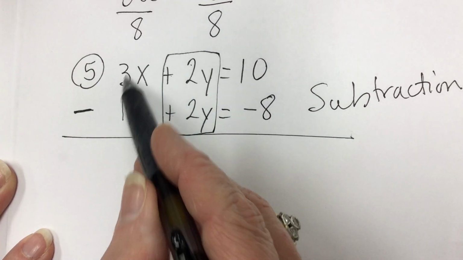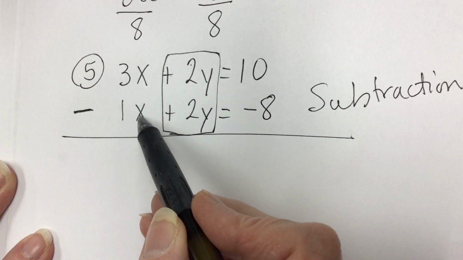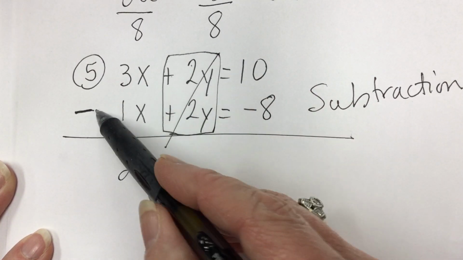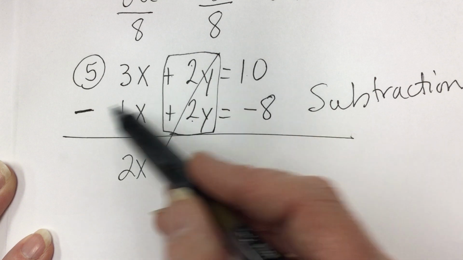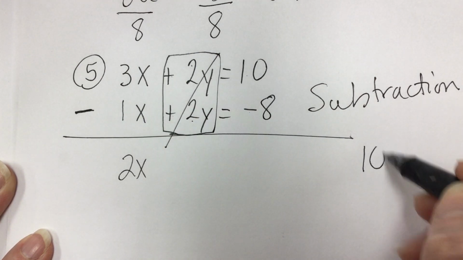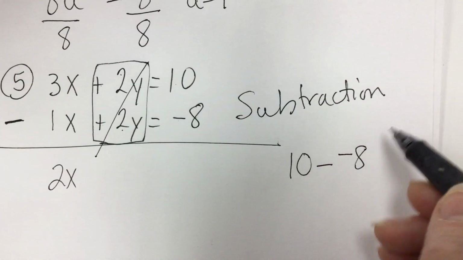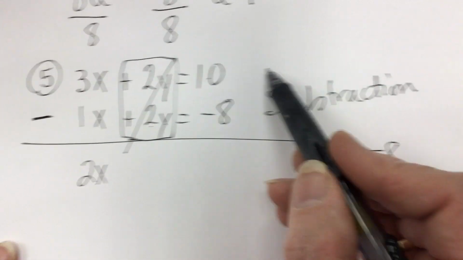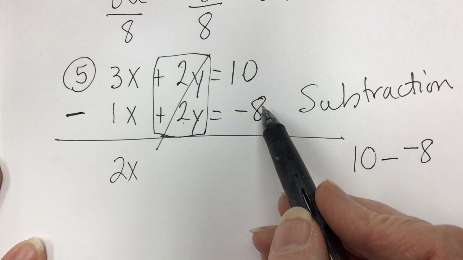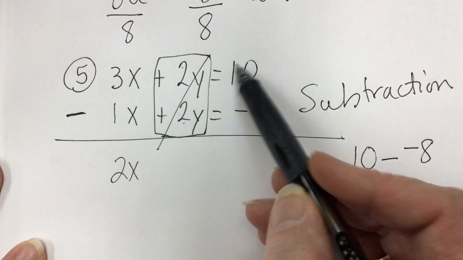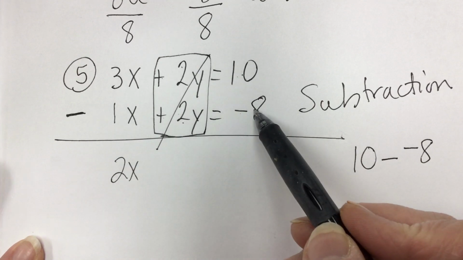So now we could subtract 3x minus 1x gives you 2x. These would cancel if you subtract 2 minus 2. And then 10 minus negative 8. You have to be careful on that. That's 10 minus negative 8. You have to use the minus sign. 10 minus negative 8. Because here you're saying 3 minus 1, 2 minus 2. You've got to say 10 minus negative 8.